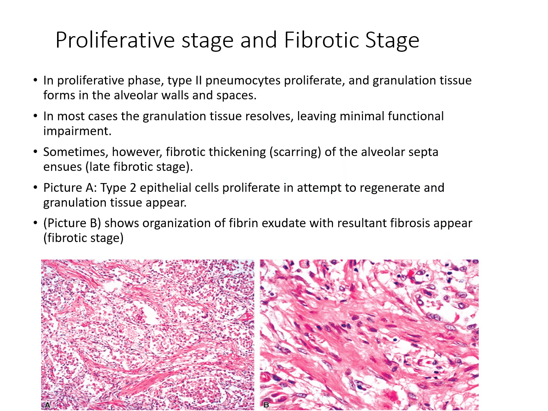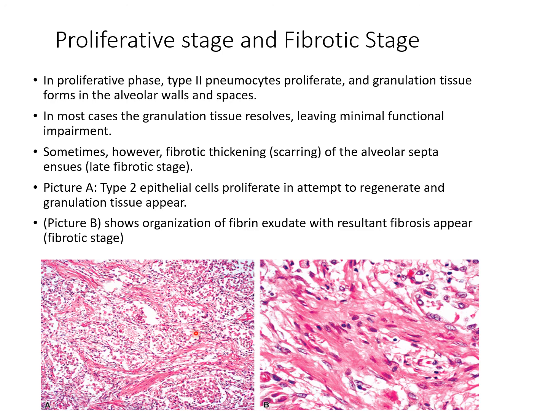After the exudative phase, the lungs will go into proliferative phase, where the type 2 pneumocytes proliferate. You can see in this picture, there's proliferation of cells, and they're made up of type 2 pneumocytes and also granulation tissue that forms within the alveolar walls and spaces. In most cases, the granulation tissue resolves after a week or two, leaving minimal functional impairment. So you will get back the alveolar spaces, and the lung function will return more or less to normal.